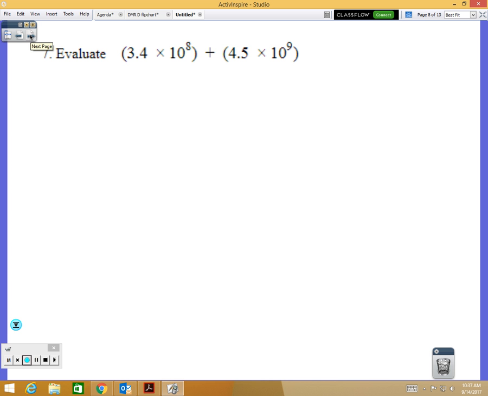Alright, number 7, we're starting our scientific notation problems. So this one is an addition problem, so you're going to have to remember that we had a lot of different rules for these problems. The addition problems were the ones where we needed to have our exponents the same. So I'm going to change my exponent of 9 to an 8, and by doing that I have to subtract 1. So I'm going to move this decimal over 1. So I'm going to rewrite this as 45 times 10 to the 8th power.